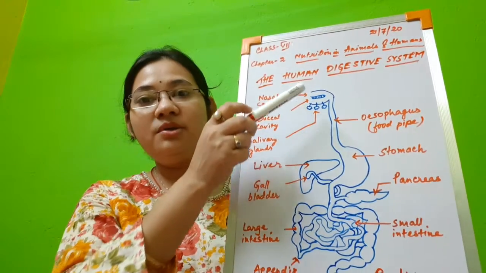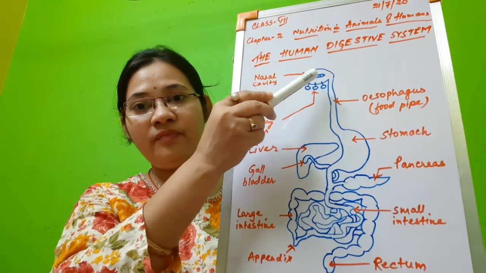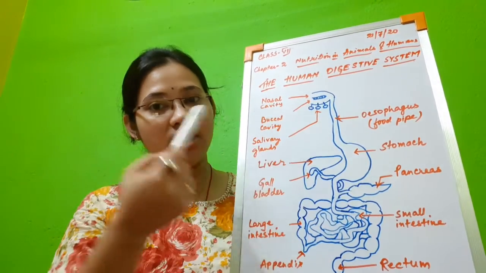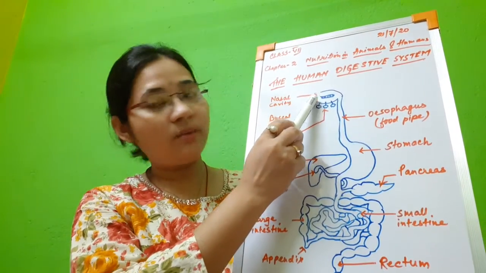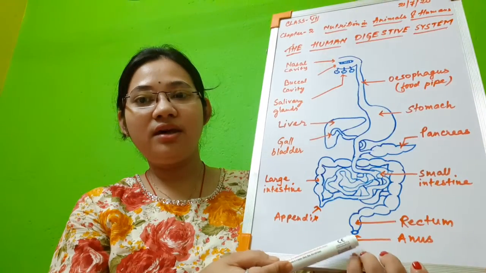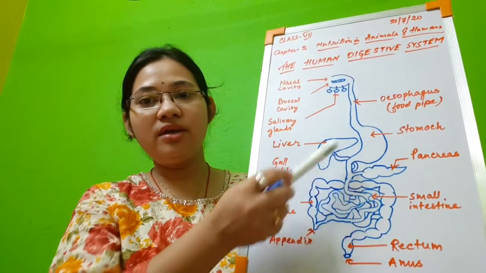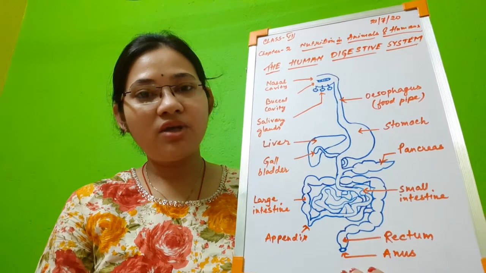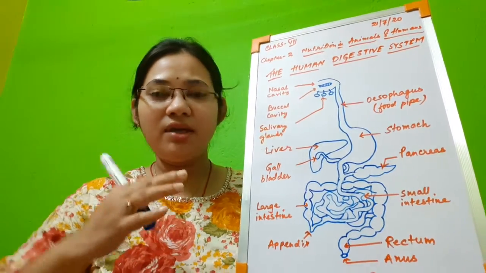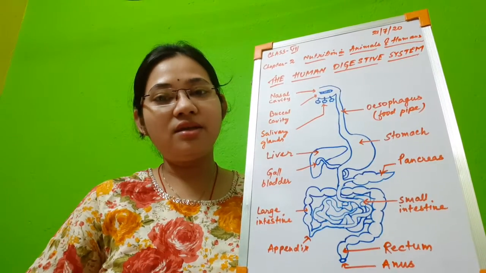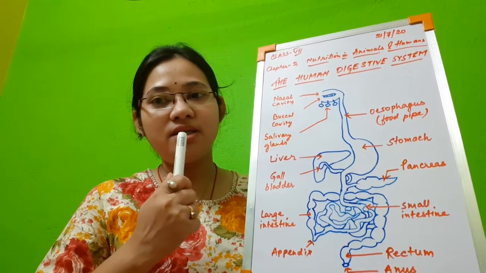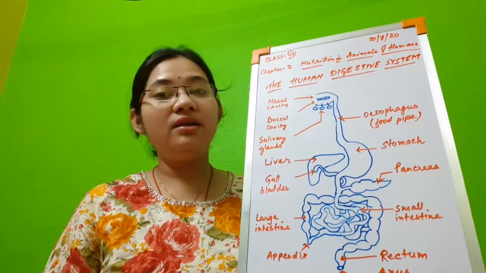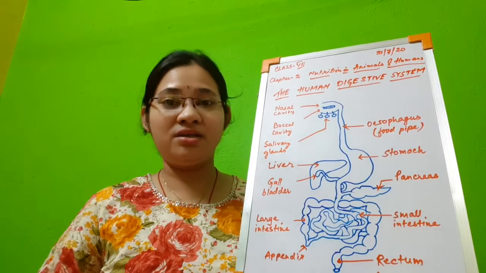The alimentary canal extends from the buccal cavity, because we take in food, so from the buccal cavity to the anus. This whole thing is called the alimentary canal, and it is about 9 meters long. But it is very tightly packed inside our body. It extends from the buccal cavity till the anus, and it is a continuous pipe-like structure.